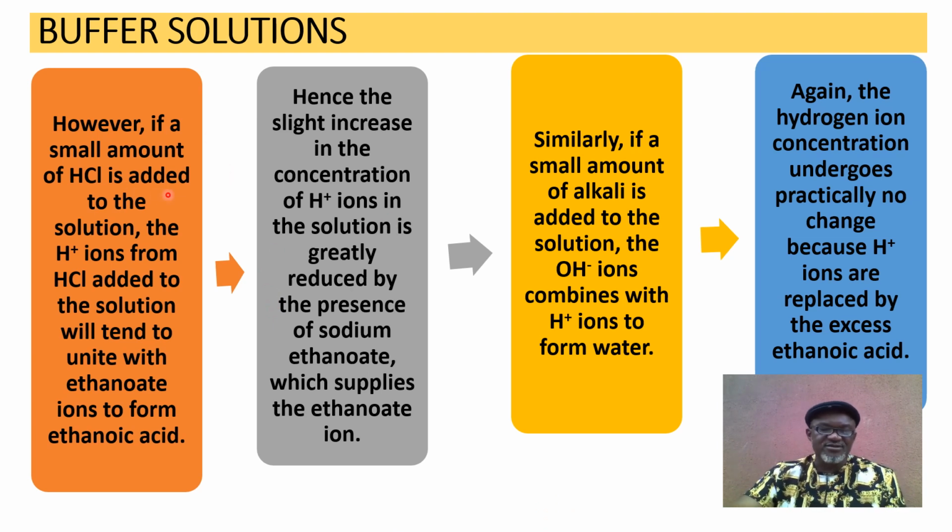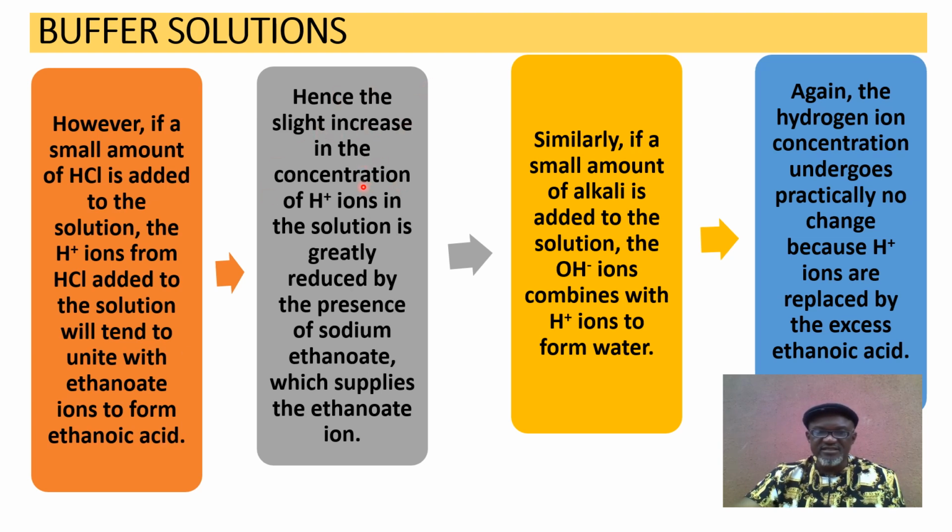However, if a small amount of HCl is added to the solution, now look at what happens. That is the chemistry of the buffer solution. If HCl is added to the solution, the hydrogen ions will tend to unite with the ethanoate ions to form ethanoic acid. So when you add HCl, it will unite with the ethanoate. Remember, the HCl will ionize into hydrogen ions and chloride ions. So the hydrogen ions will react with the ethanoate ion to form ethanoic acid.